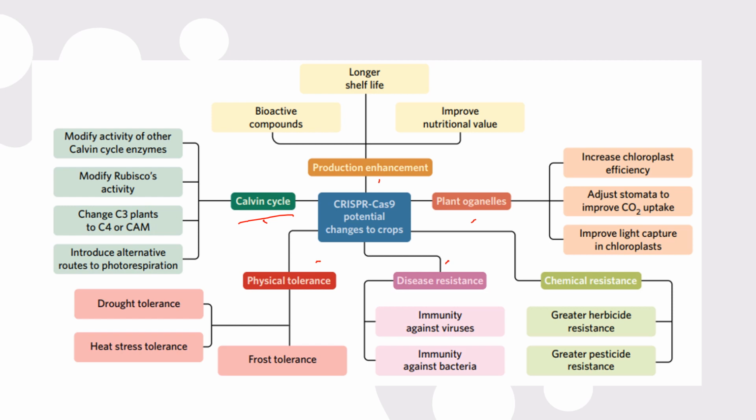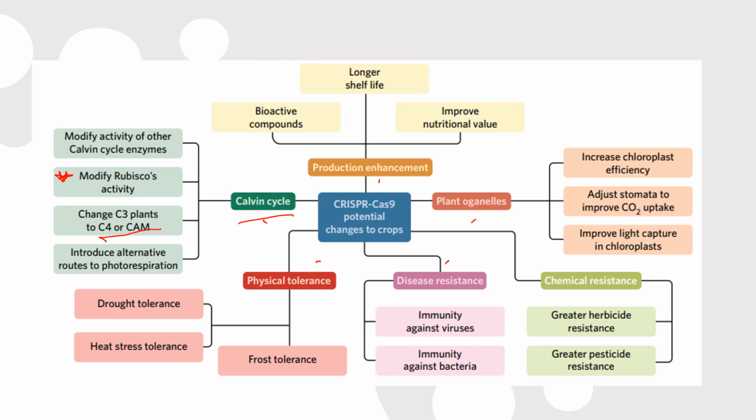So we could modify the rubisco gene to make it less able to bind to oxygen. We could modify the activity of other enzymes in the Calvin cycle. We could even turn a C3 plant into a C4 or a CAM plant just using DNA manipulation. These are all different kinds of things you need to be thinking about, and these are the sort of things that examiners are going to ask you to apply your knowledge to.